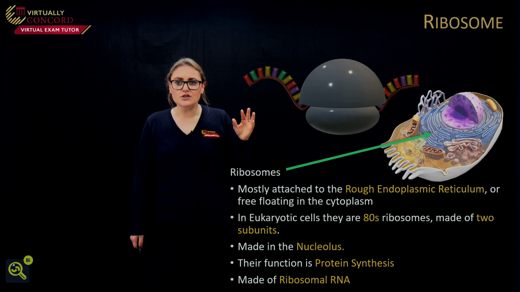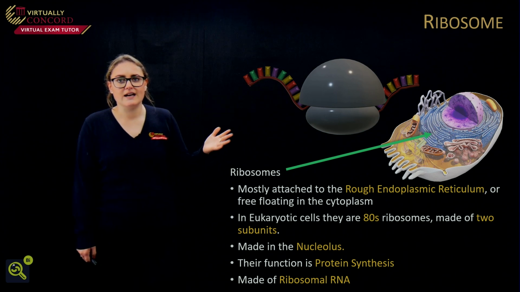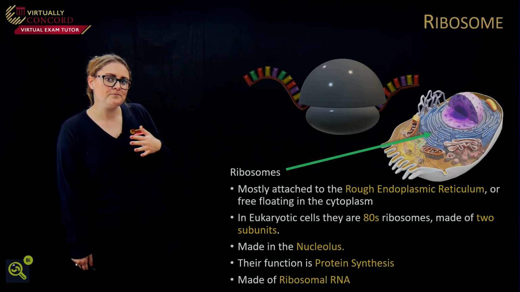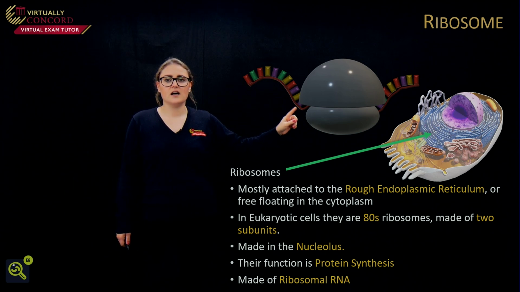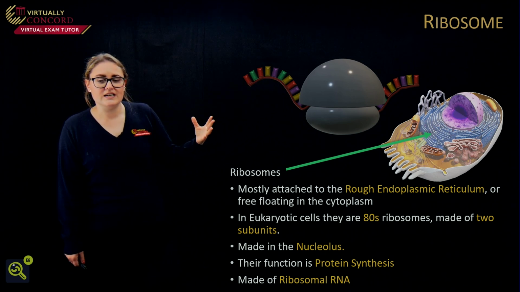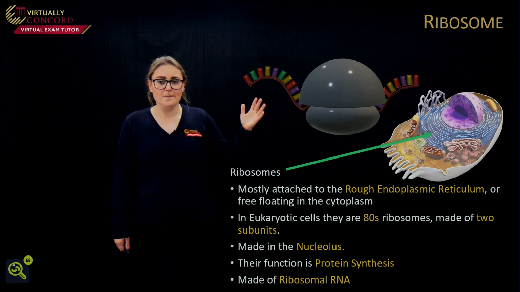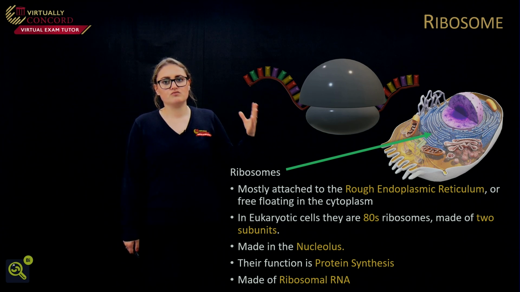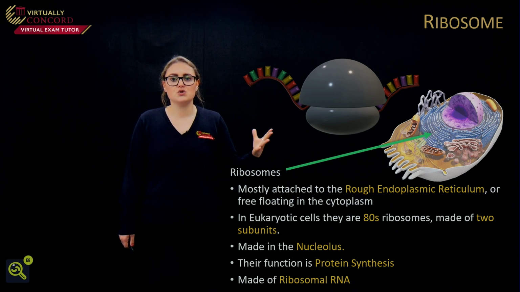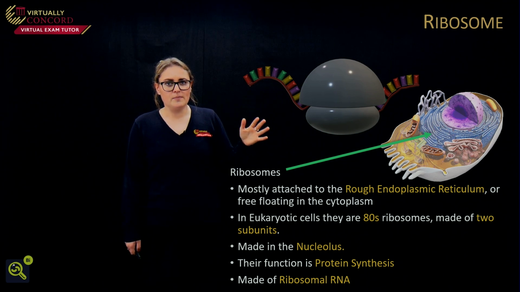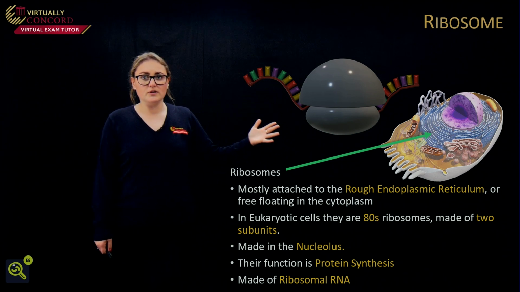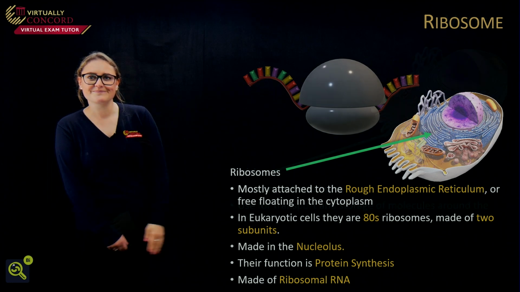They are made in the nucleolus of your nucleus, as again we looked at in the previous video, and their function is protein synthesis. So this here is representing our mRNA, which is involved in that process. They are also made of a substance called ribosomal RNA, which can be shortened to rRNA. Okay, so there's many different types of RNA that you need to know about. These ones are made of ribosomal RNA, okay, and that is our ribosome.